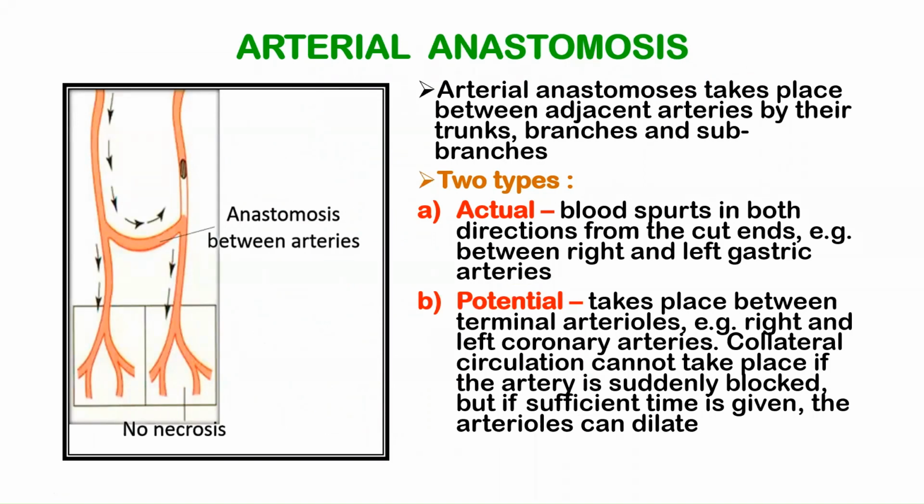Now, potential anastomosis is the type where anastomosis exists between the vessels, but if one of the vessels gets blocked, this anastomosis will be insufficient to keep the tissue alive. An example is the right and the left coronary arteries. Here, the collateral circulation cannot take place, but it is said that if sufficient time is given, then these arterioles can dilate and circulation can take place.